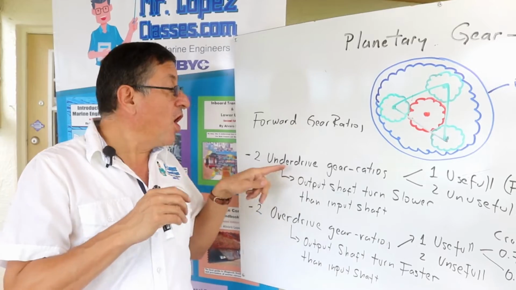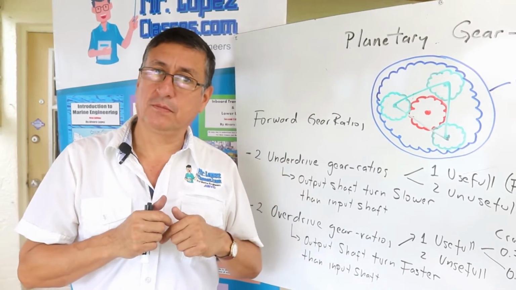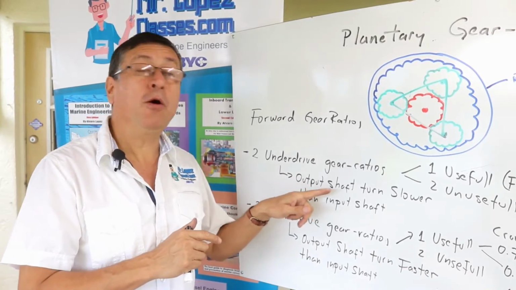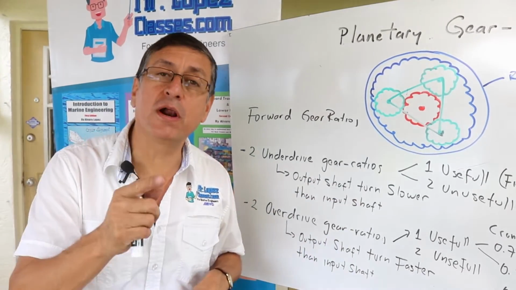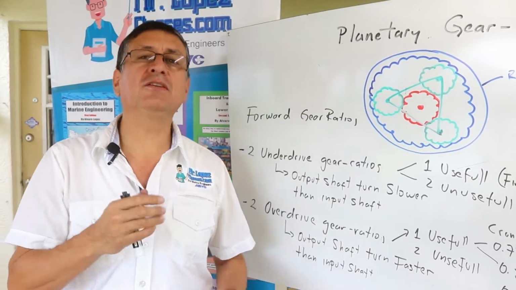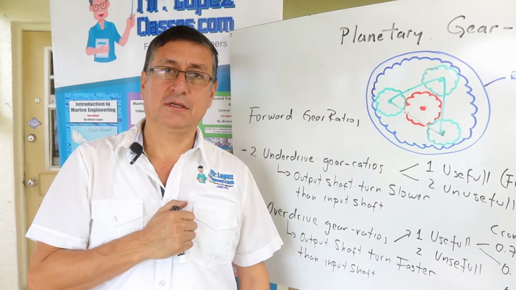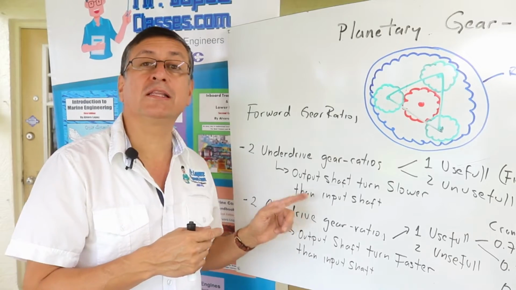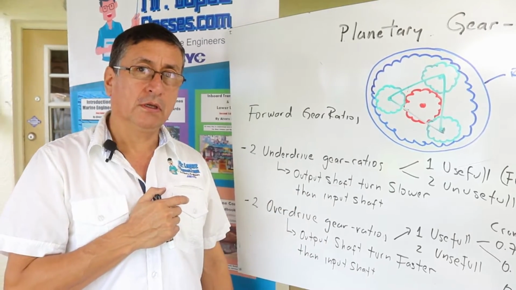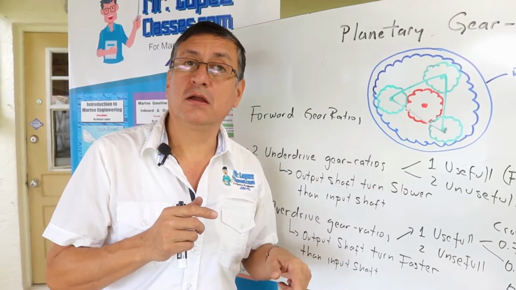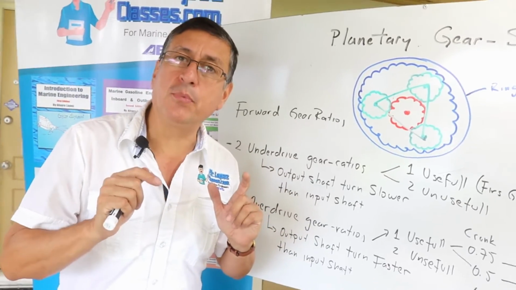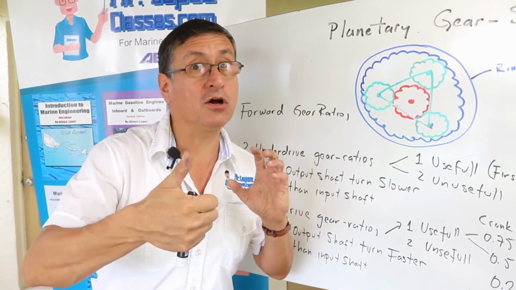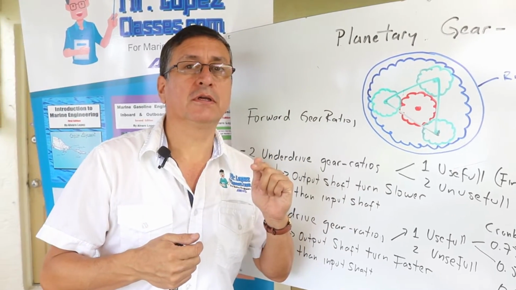What is the meaning of underdrive gear ratio? An underdrive gear ratio is because the output shaft turns slower than the input shaft. This is underdrive. The output shaft turns slower but with high torque than the input shaft, a typical example.